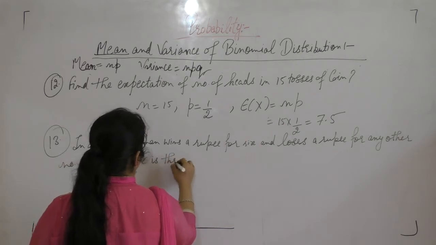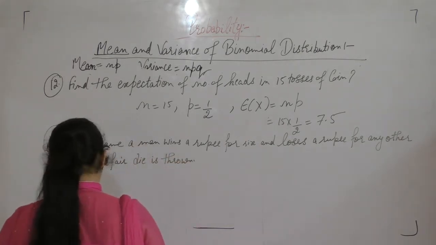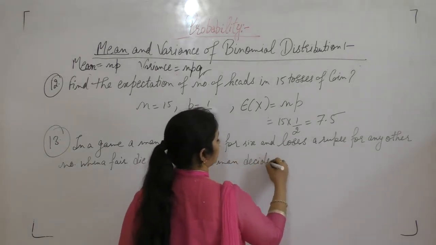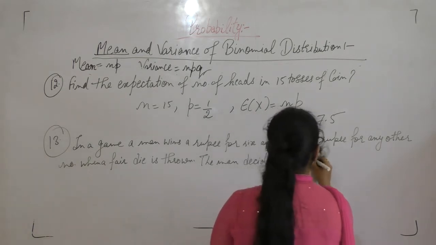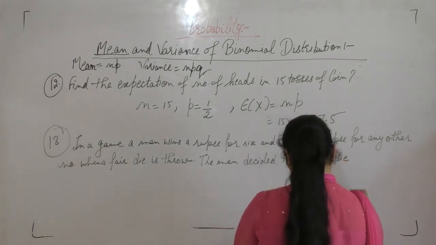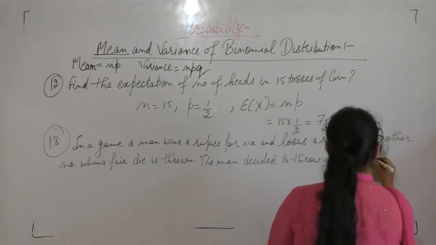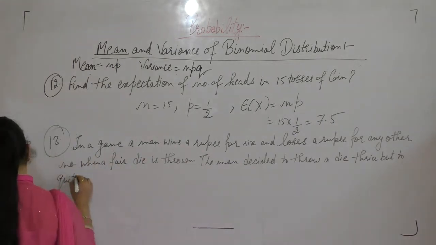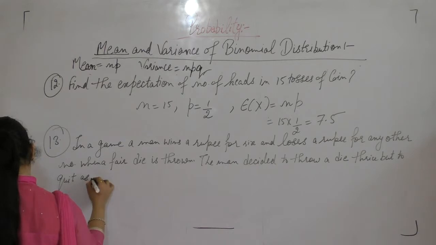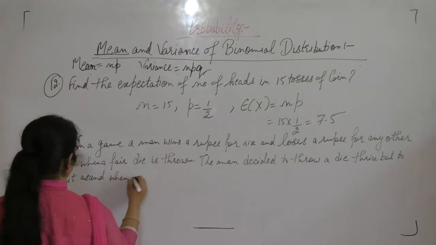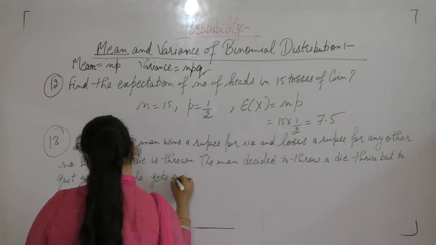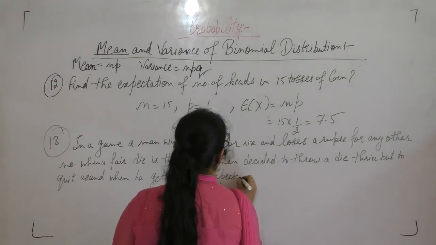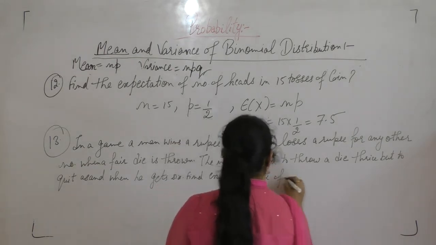The man decided to throw a die thrice, but to quit as and when he gets 6. Find expected value of amount.